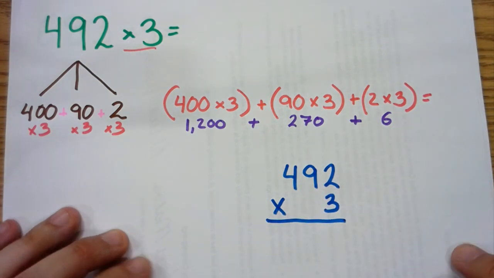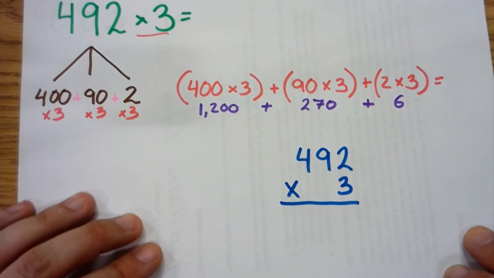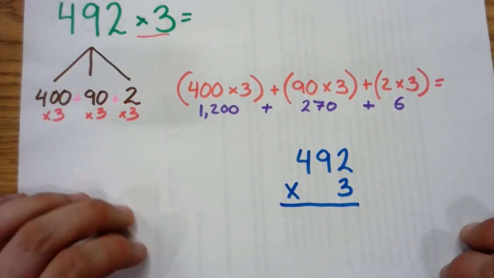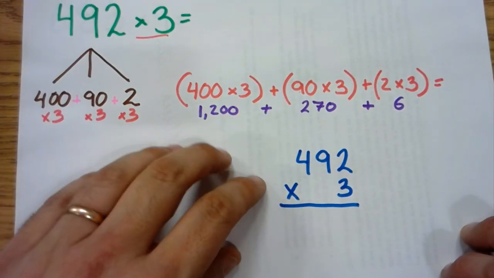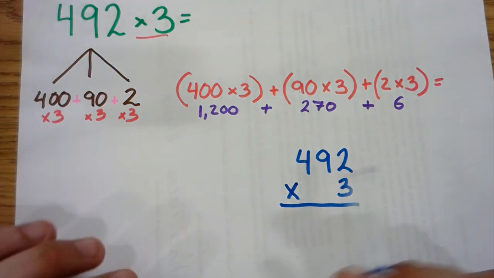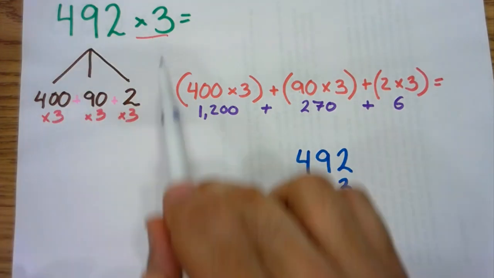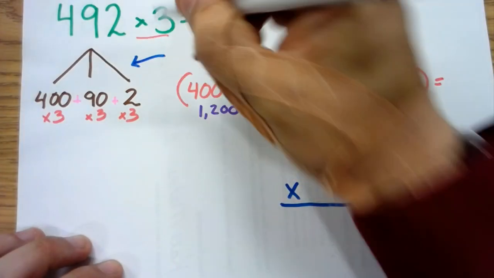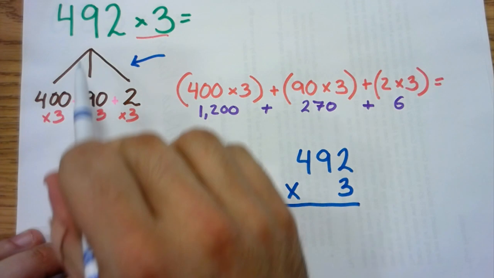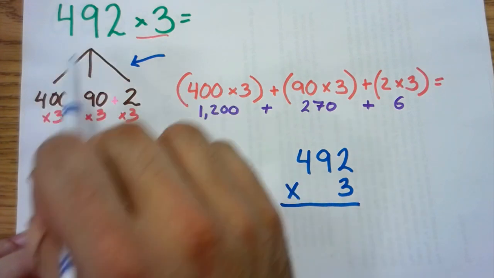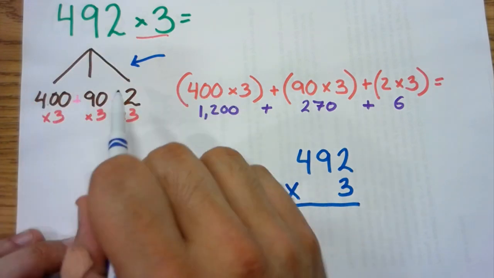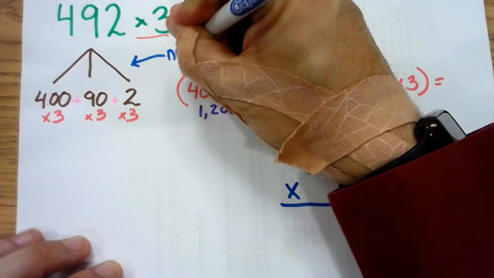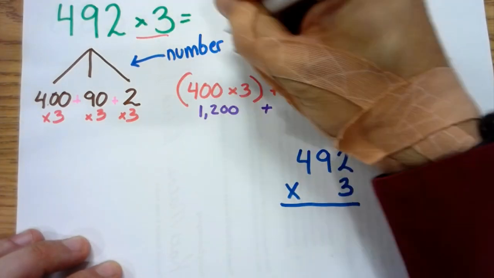Vertical multiplication. You also sometimes hear that called stacked multiplication. 492 times 3. You'll notice that I've left plenty of room to the left of the problem. I'm going to need that right here because when I decompose it, I can still draw my number bond. By the way, another important term for you to know, when you decompose the number and you draw these branches to show, for example, 492 is really 490 and 2, we call that a number bond.